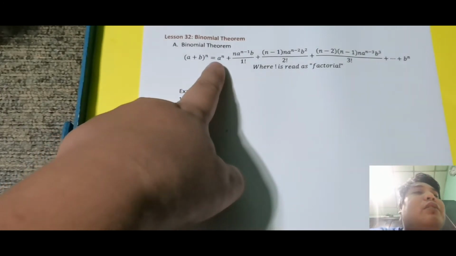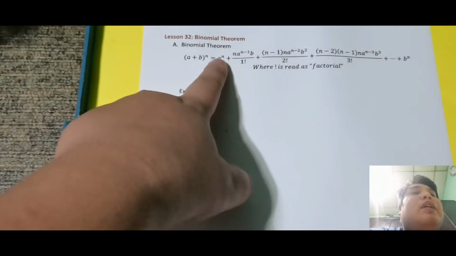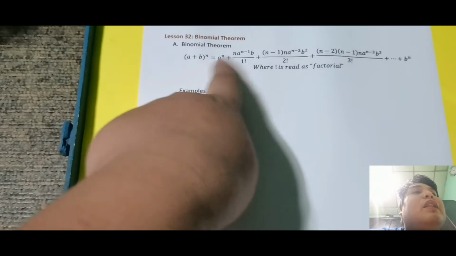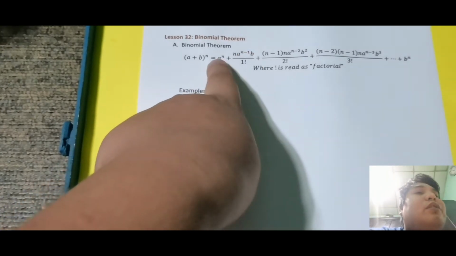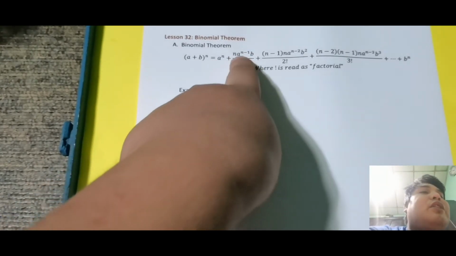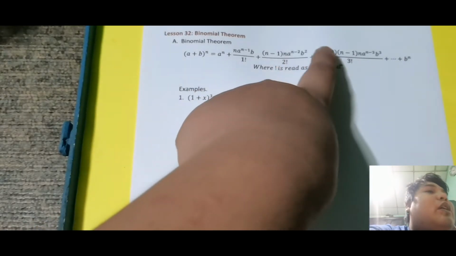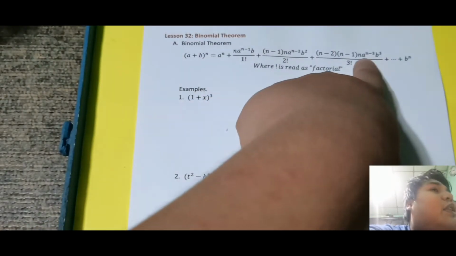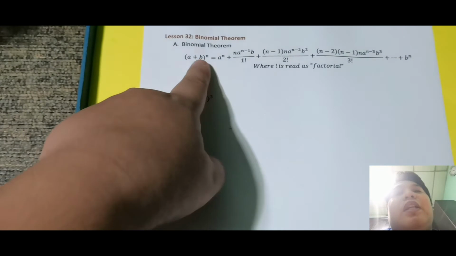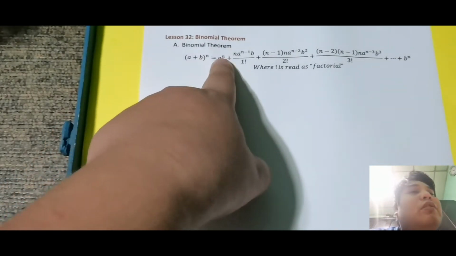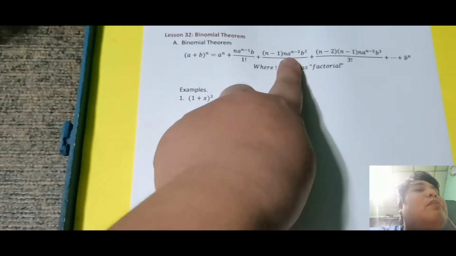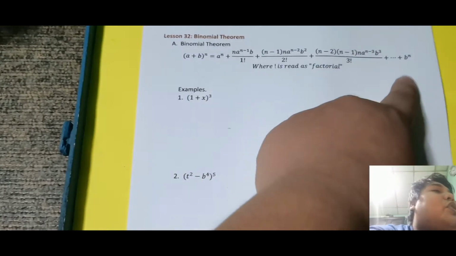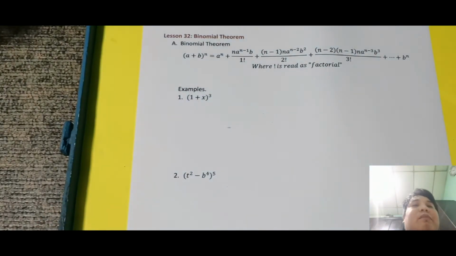So anong nangyari una, yung a raised to n, kunyari 4 yan, a raised to 4 siya una. Pagdating sa pangalawa, n minus 1 na siya. So kung a raised to 4 siya dito, a raised to 3 siya dito, magiging a raised to 2, magiging a raised to 1, tapos wala na, then b raised to something. Baliktad naman, kay b naman wala siya dito. Pagdating dito magkakaroon b raised to 1, b raised to 2, b raised to 3, up to ma-reach niya si b raised to n.